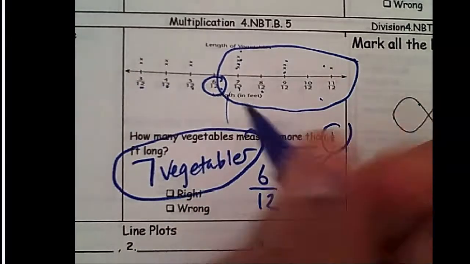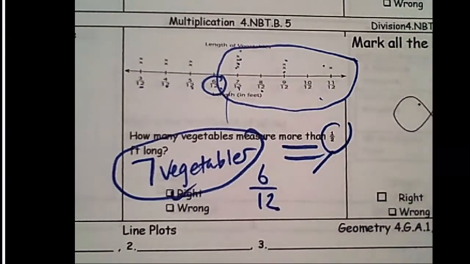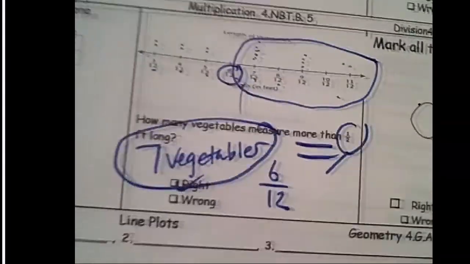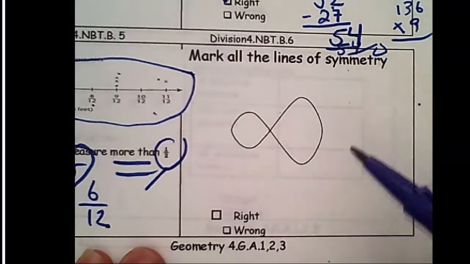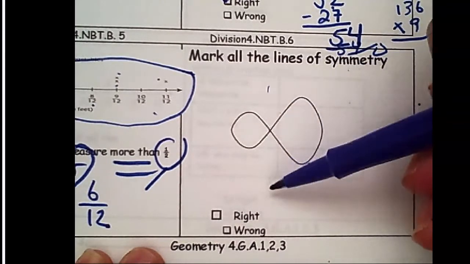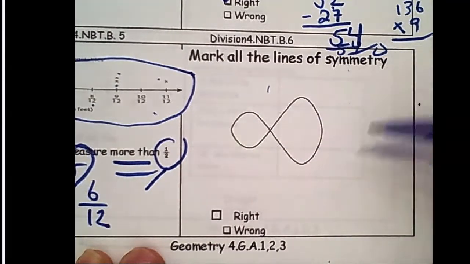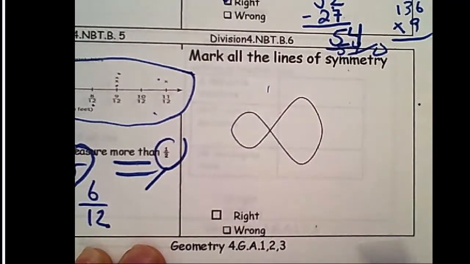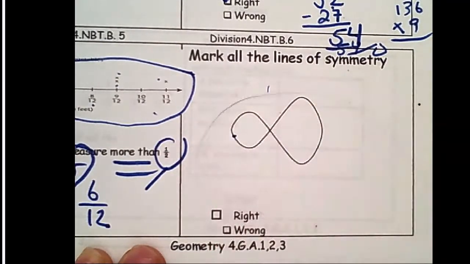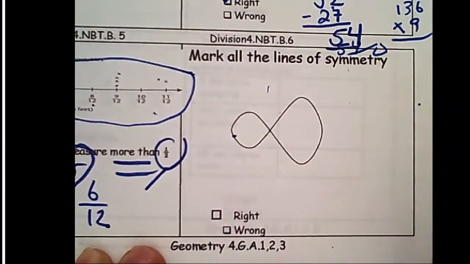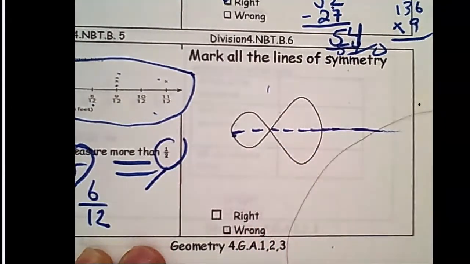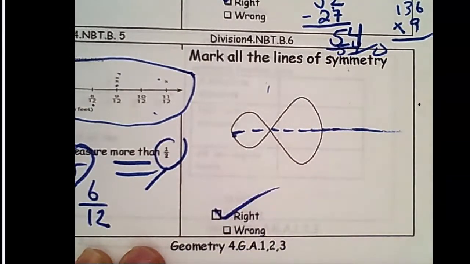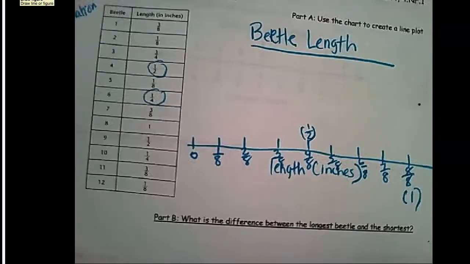Okay. So go ahead and give yourself a check if you got that right, or make any revisions if you have to. And finally, we have our last question. Mark all the lines of symmetry. I know that this cannot be a line of symmetry because this part is not the same as this part. This shape actually has only one line of symmetry going across over here. Go ahead, give yourself a check if you got that.